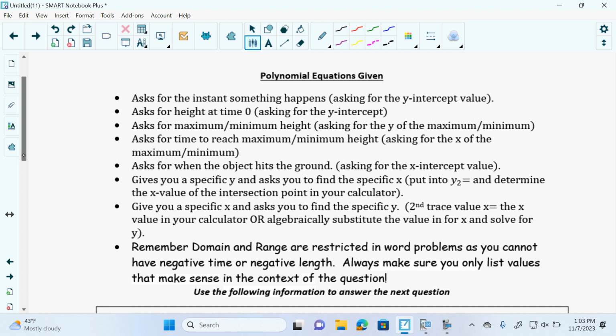So let's look through here. Polynomial equations given. If it asks for the instant something's happening, it's asking for the y-intercept. If it asks for a height at time 0, it's asking for the y-intercept. And remember that one just said moment of release. Moment of release was time 0 as well.